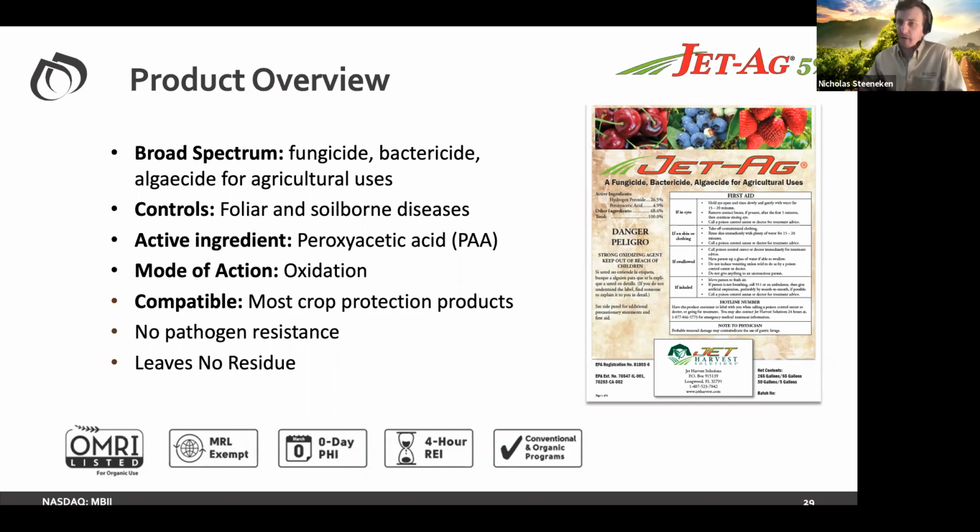It's OMRI listed, MRL exempt, has 0-day post-harvest interval, 4-hour REI in California. I think outside of California, it's until the spray is dry. It can be used in conventional and organic programs because it is OMRI listed.